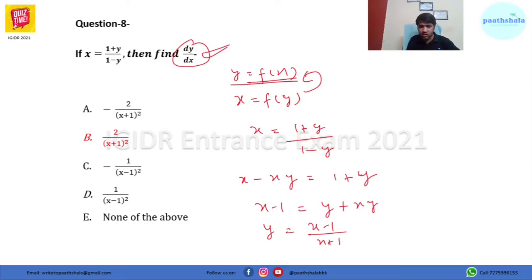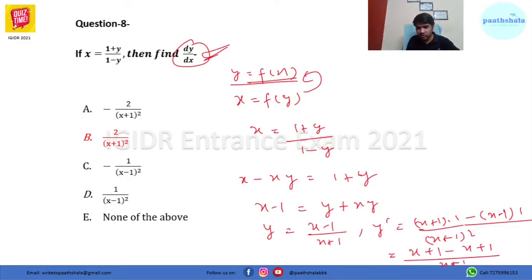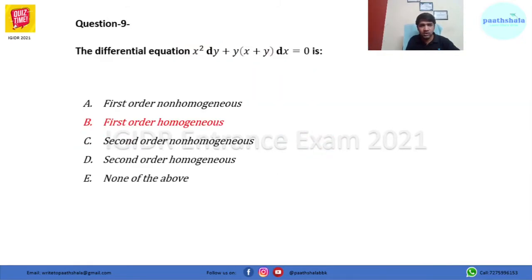Now you can apply quotient rule in order to find the derivative. So derivative will come out to be y', that is dy by dx. Okay. So this will come out to be (x plus 1)^2, then (x plus 1) times the differentiation of (x minus 1), which is 1, minus (x minus 1) times the differentiation of (x plus 1), which is 1. Okay. On solving, you will get (x plus 1 minus x plus 1) upon (x plus 1)^2. So x and x gets eliminated. The value will come out to be 2 upon (x plus 1)^2. So the option B is the right option. Now let's move to the next question. That is question number 9.